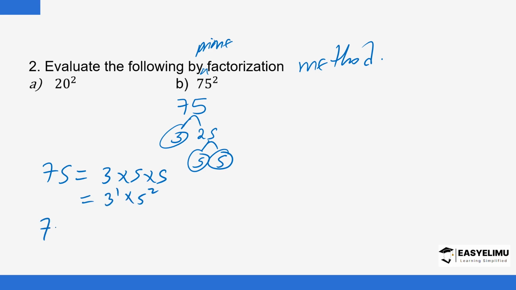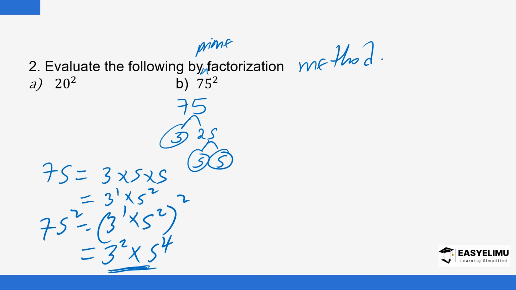So 75 squared will be 3 power 1 by 5 power 2, and then you raise to power 2. So it means each of the powers is multiplied by 2. So 3 power 2 and 5 power 4. So 1 by 2 is 2 and 2 by 2 is 4. Sometimes we can ask you to leave the answers in this form in exams, and sometimes you can be asked to break it down further.